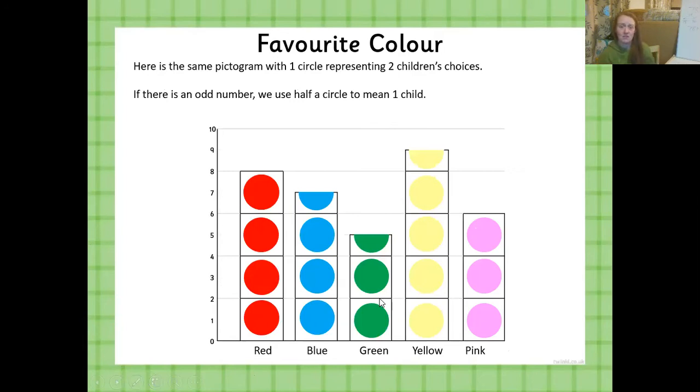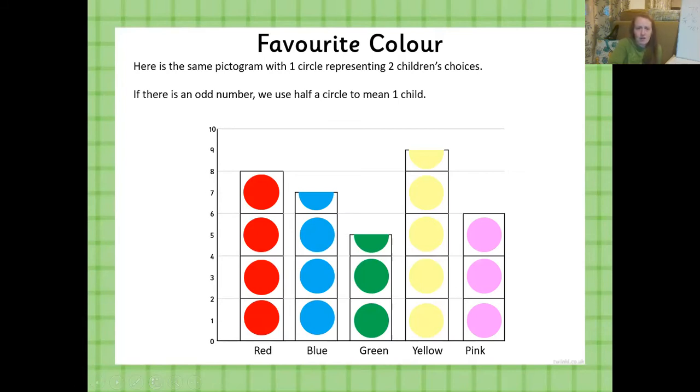This is the same pictogram, and this time, a bit like the bananas, each one represents 2. So looking at the scale on the side, 0, it's still going up in ones, 0, 1, 2, 3, 4, 5, 6, 7, 8, 9, 10. But this time, if I go to 1 and I go across, it's not a whole picture. But if I go to 2 and go across, that represents 2 children's favourite colour.